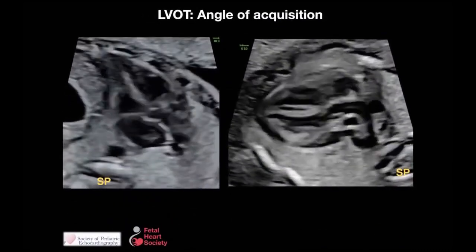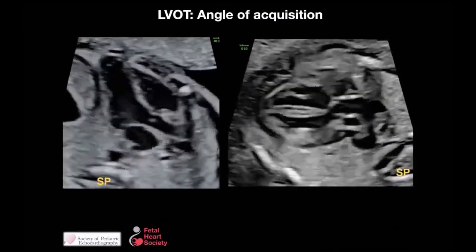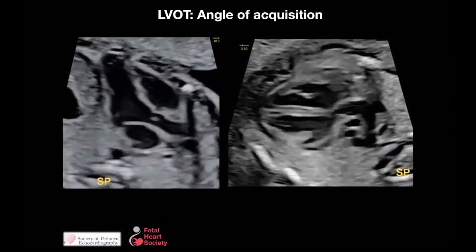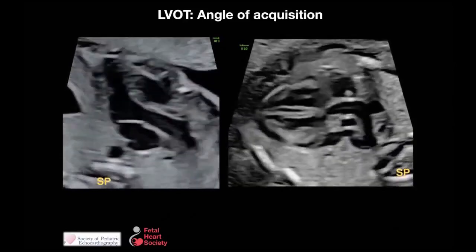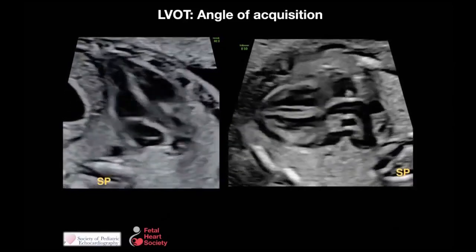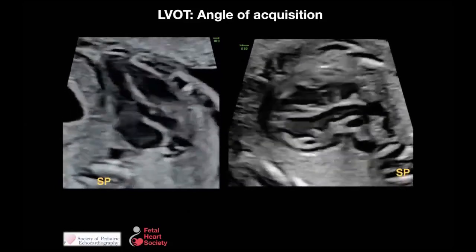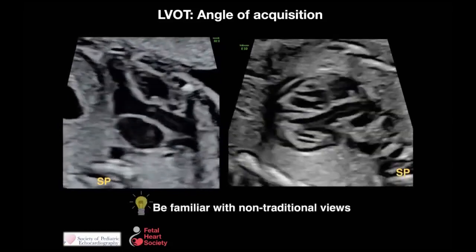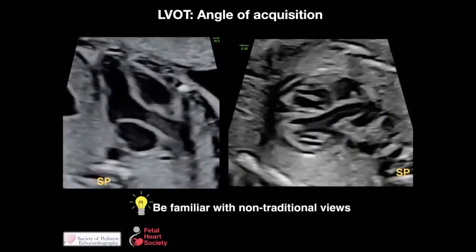Speaking of angle of insonation and angle of acquisition, I feel it is very important to assess fetal heart structures in different views. Because in an ideal world, or in a perfect world, we know that we can't always get the perfect views. So again, these are just different angles of insonation. So you want to be familiar with non-traditional views.